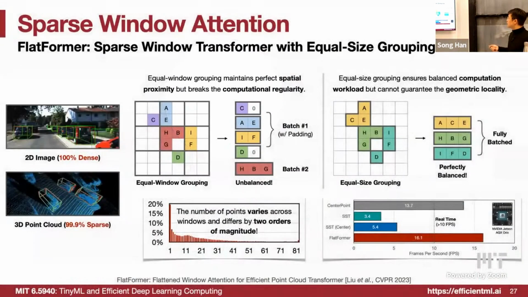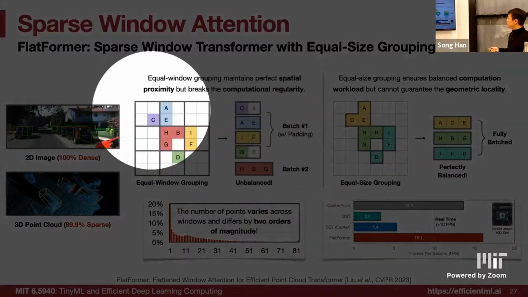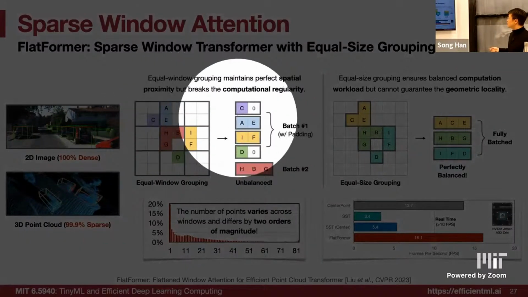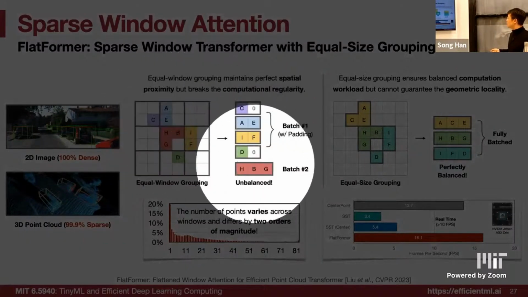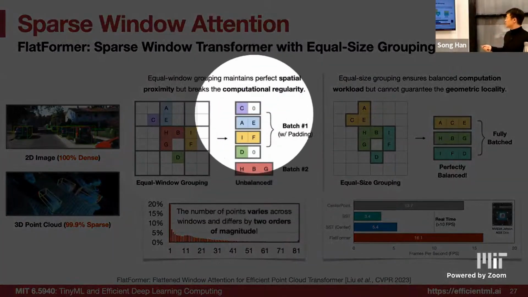However, if we do it this way, the window size is highly unbalanced. Like the purple window has only 1 element, the next one has 2 elements, but the red one has 3 elements. So this leads to difficulty for parallelism, right? The slow one needs to wait for the fast one.